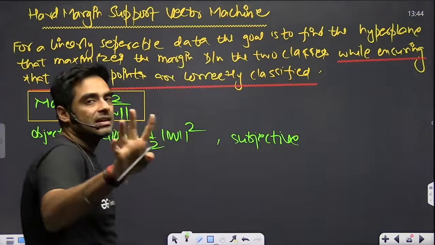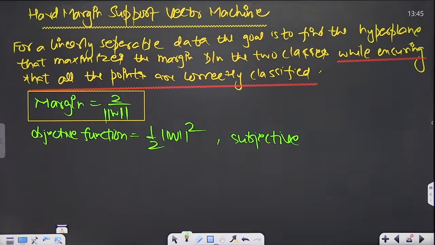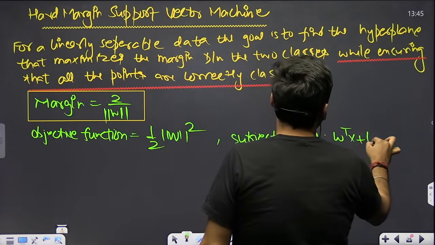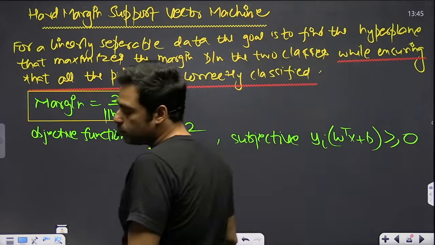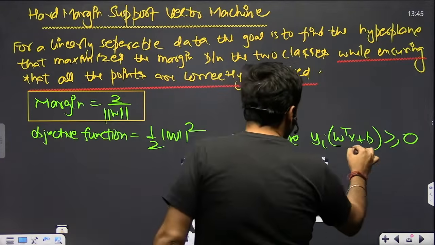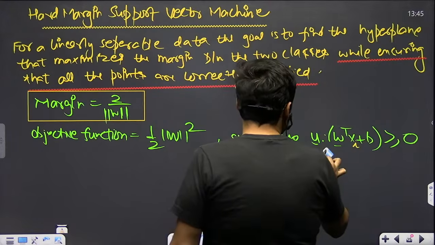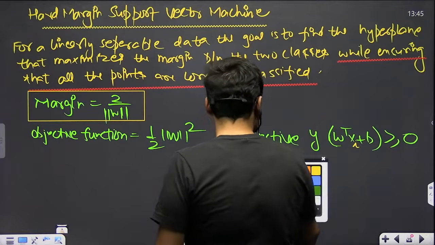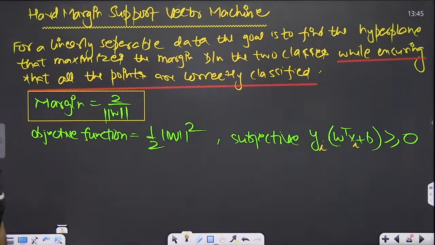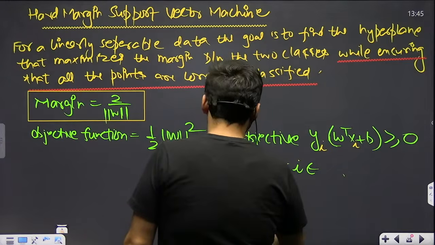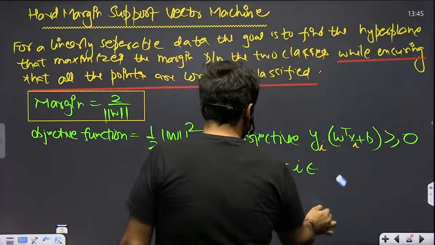Okay, ये आपको याद रखना है. Okay, this you have to remember. Subjected to the constraint yi into weight transpose into xi should always be greater than or equal to 0, for i belongs to real number.